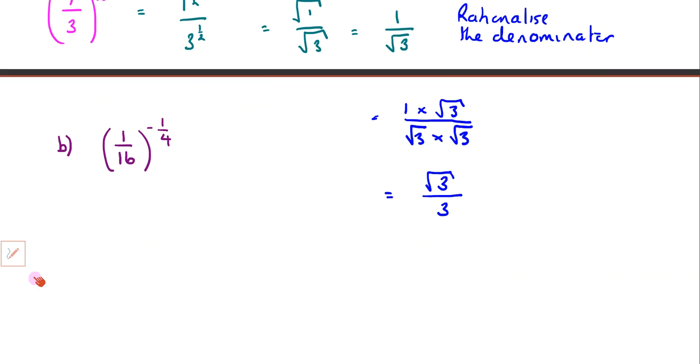So what do we do then? Well, it's 1 to the power of negative a quarter, if we want to do that, divided by 16 to the power of negative a quarter. Happy with that?